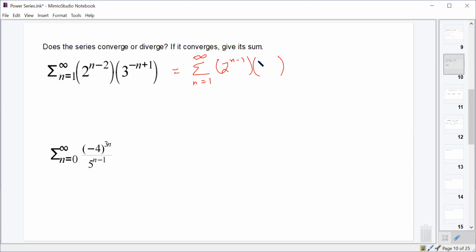Two times the power of negative 1. Exponent rules tell me that 2 to the n minus 1 times 2 to the negative 1 is 2 to the n minus 1 plus negative 1, which is the same as 2 to the n minus 2. Everybody agree with that? I hope.